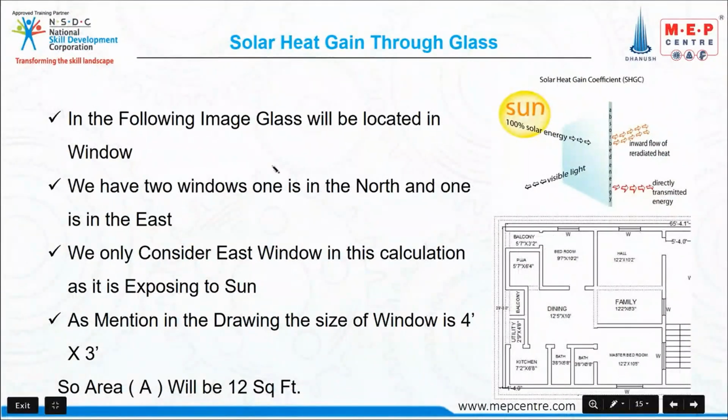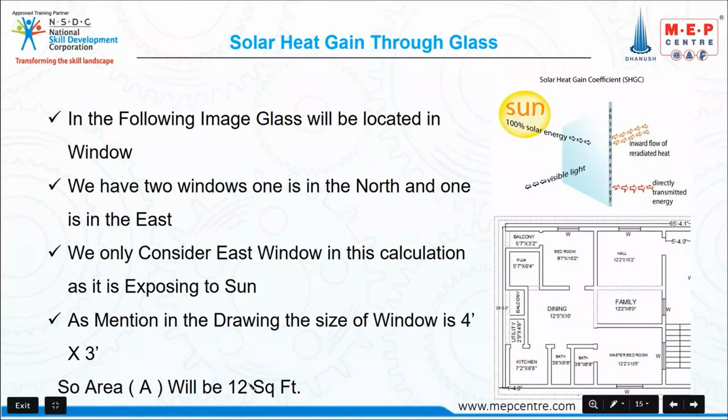So in the following image, the glass will be located in the window. We have two windows, one on the north side and one on the east side. We consider only the east in this calculation as it is exposed to the sun. As mentioned earlier, the size of the window is 4 by 3. Window size is approximately equal to glass size, therefore area equals 12 square feet. Hope this is clear how we have taken the area. Anyone have any doubts?